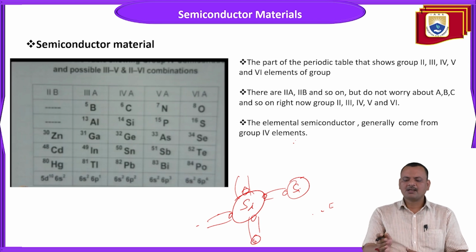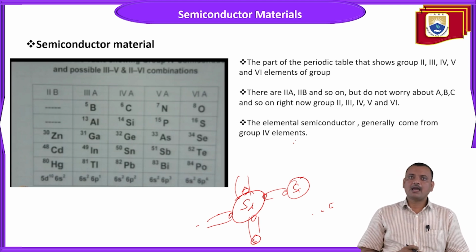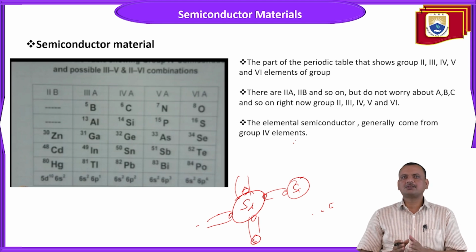Why? Because in silicon, the silicon crystal alone can show the semiconducting property, but there are a lot of compound semiconductors like gallium arsenide. See here, gallium is present in the third group, arsenic is present in the fifth group. By mixing gallium and arsenic, gallium arsenide is also a very well-known semiconductor. So by mixing this third group and fifth group, it also behaves like a semiconductor. So what is important here?